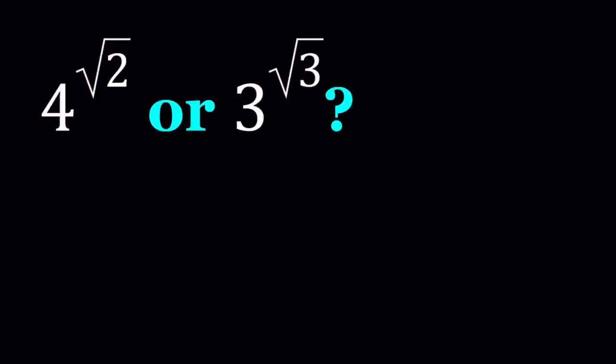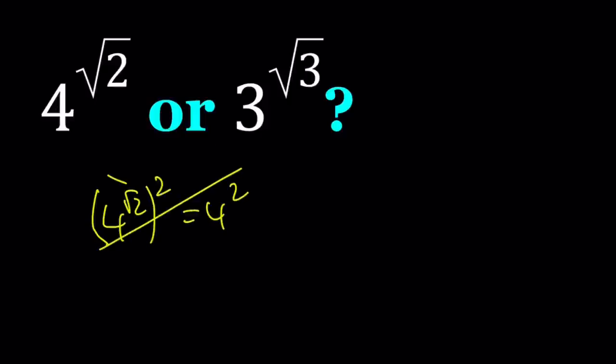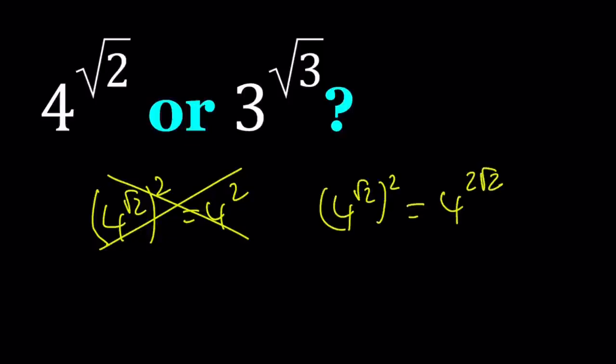Now, here's a question for you. Can I square 4 to the power square root of 2 to get 4 to the second power? And the answer is no, you can't do that. That's not going to work, because if you square 4 to the power root 2, you're just going to get 4 to the power 2 root 2, which is not actually very helpful. So we have to use a different approach.